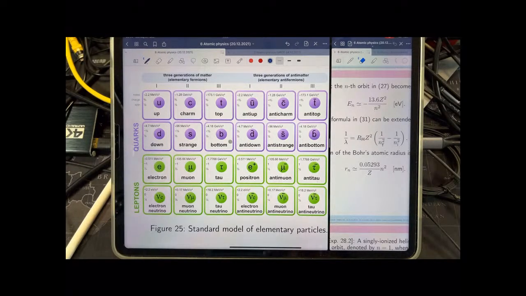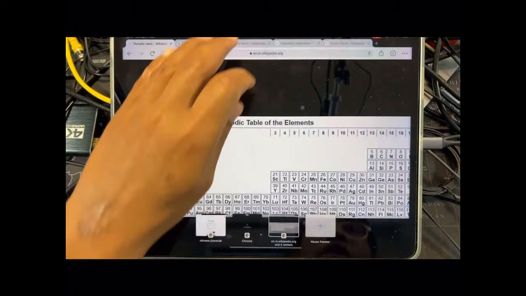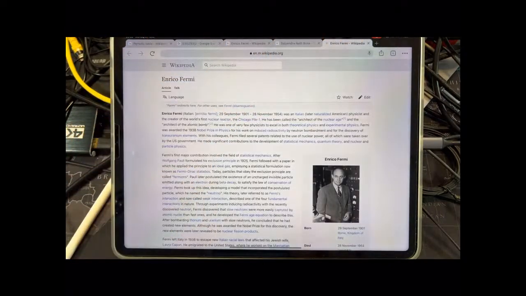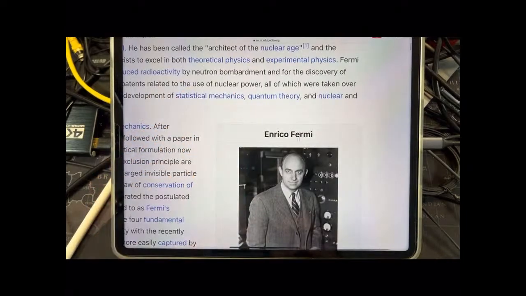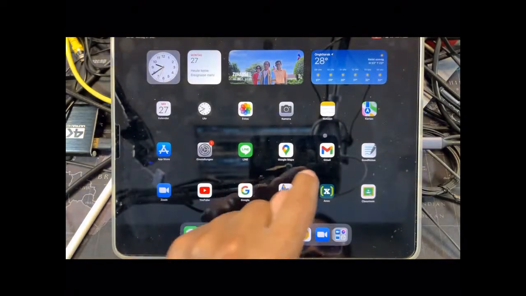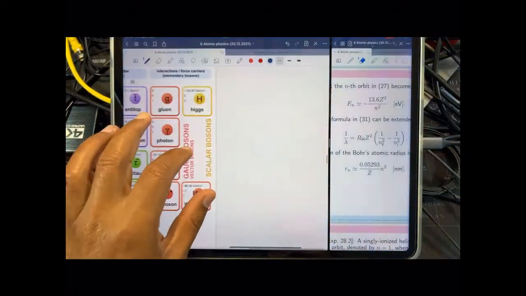Fermions come from the surname of Enrico Fermi, the Italian guy. Fermion comes from his surname Fermi. All right, let's move to the right hand side.